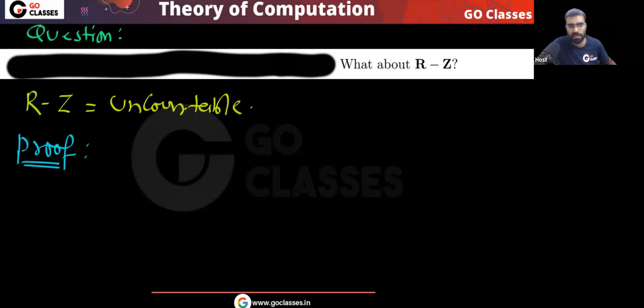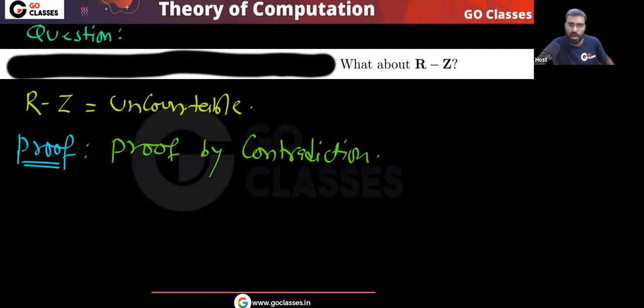You have clear understanding, now you can prove also. Which method will you apply? You can apply proof by contradiction, right? Yes or no? So just apply proof by contradiction. Tell me, how will you prove it by contradiction?